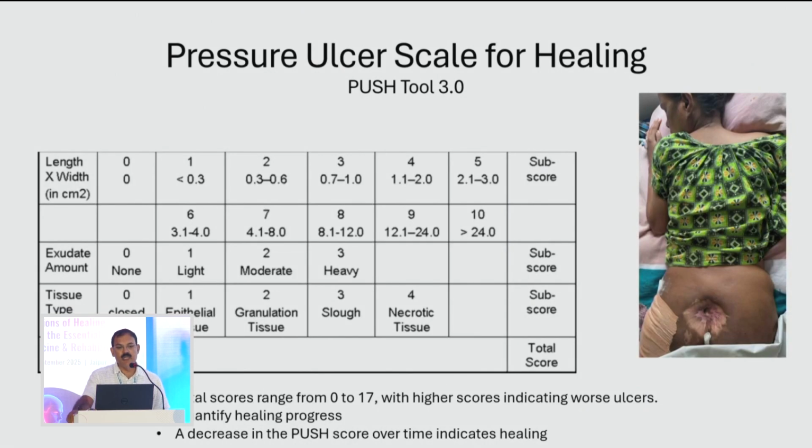This one, the pressure ulcer scale for healing, is advised by NPUAP, and this also includes parameters like size of the wound, amount of exudate coming out of the wound, and type of tissue on the floor of the ulcer. This scale helps in quantifying the healing progress of the ulcer. A decrease in PUSH score over time indicates the ulcer is healing.